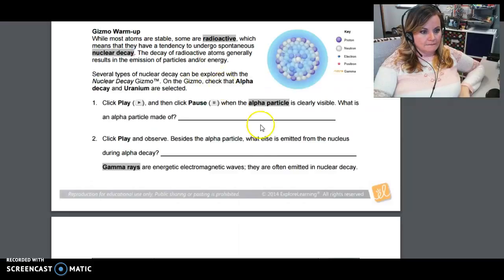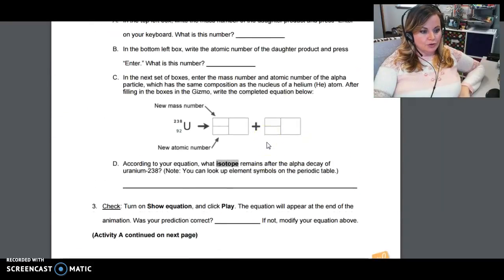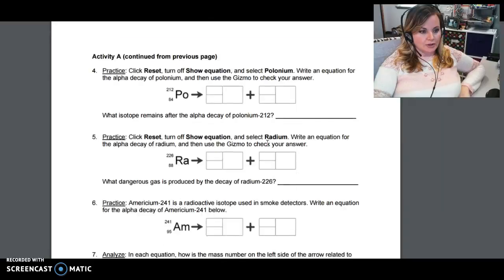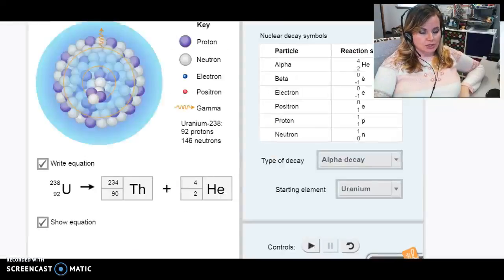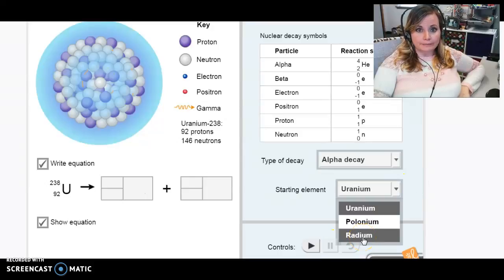Let's look at your student guide again. It's going to ask you to do a few more of these. It's going to ask you to look at polonium-212, radium-226, and americium-241. So you're going to look at those and you're going to predict the products. Now remember, you don't really have to see this run to be able to predict the products. If you want to, you can go to the Gizmo, which is here, and you can change the starting element to polonium or radium.